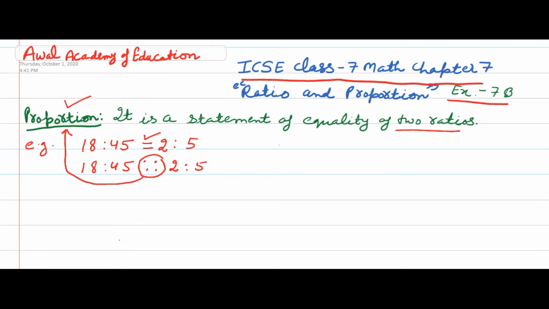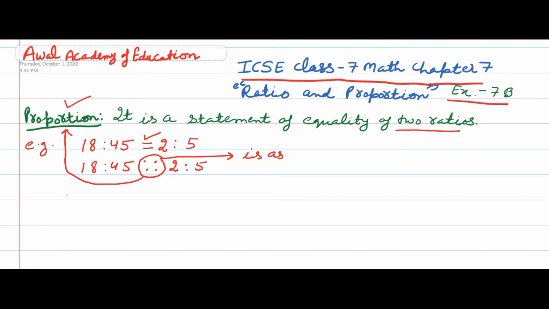We read it as "is as". How will we read it? 18:45 is proportional to 2:5, or 18:45 is as 2:5, right? So this sign of 4 dots shows that these ratios are in proportion, right?